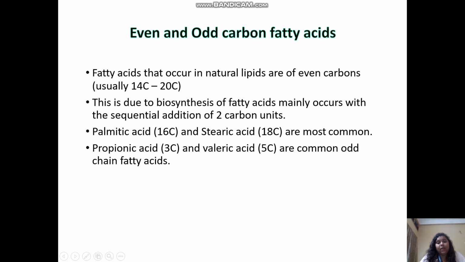Fatty acids can be even or odd carbon. Fatty acids that occur in natural lipids are usually of even carbon number, usually 14 or 20 carbons. This is due to the biosynthesis of fatty acids, which occurs with the sequential addition of 2 carbon units. Palmitic acid has 16 carbons and stearic acid has 18 carbons, and these are the most common. Propionic acid has 3 carbons and valeric acid has 5 carbons, and these are common odd chain fatty acids.